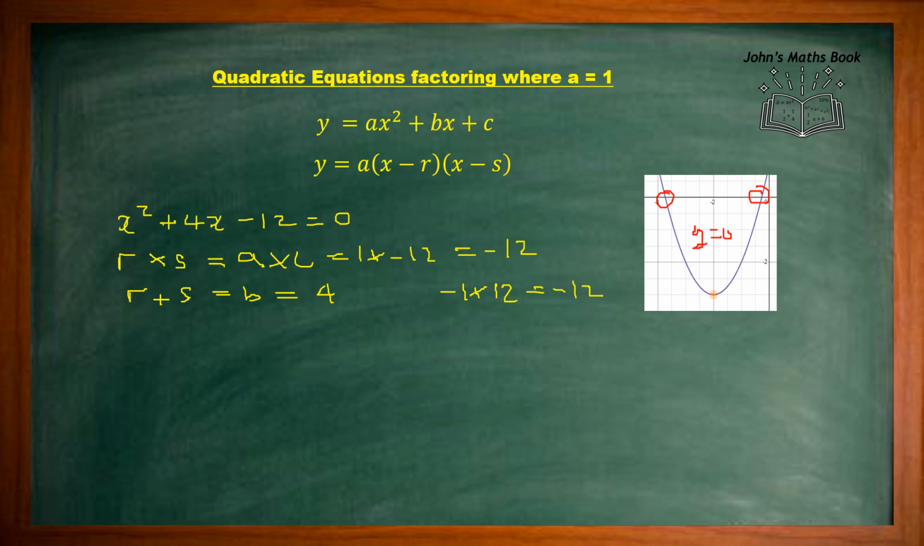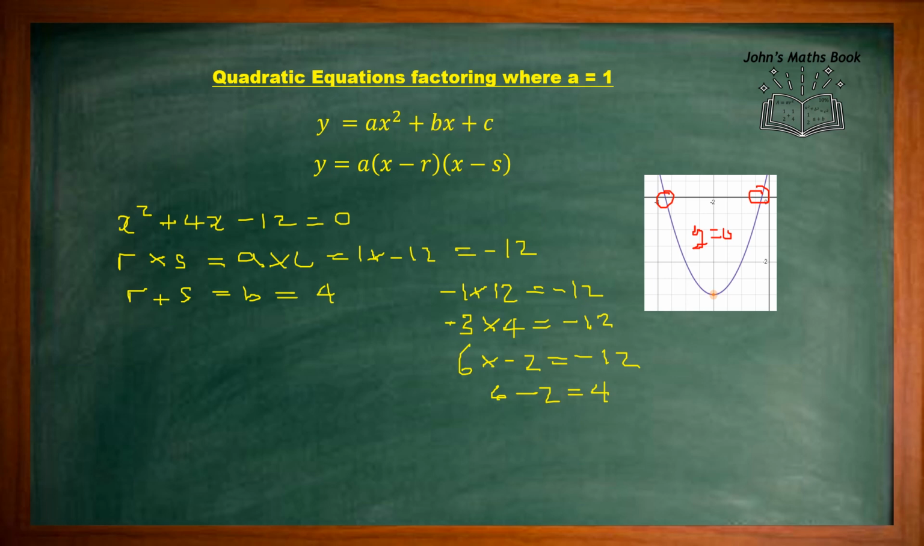So let's try minus 3 multiplied by plus 4. That also gives minus 12. But when we add the two numbers, minus 3 and plus 4, that only gives us 1. So let's try 6 multiplied by minus 2. That definitely gives minus 12. And if we add the two numbers together, 6 minus 2 gives us 4. So that satisfies the need to have the two numbers equaling 4.